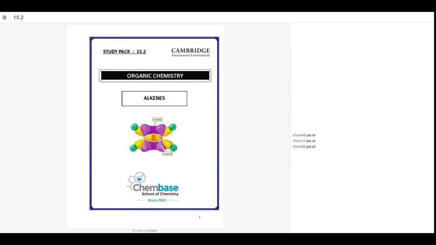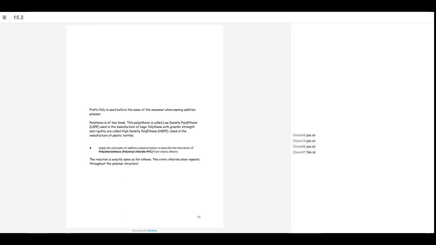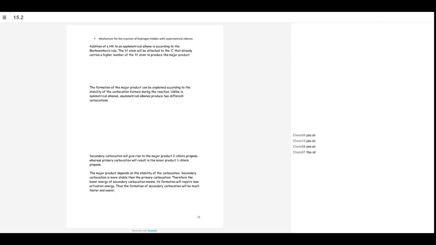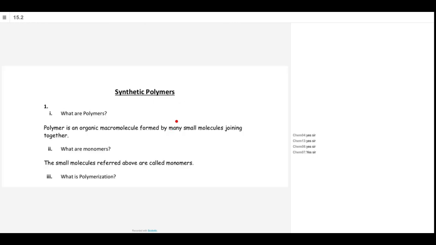Again, the discussion of the study pack 15.2 alkenes, last bit of it under polymerization. Let's complete this and start the next session, which is the haloalkanes. I think I completed up to the mechanism last week. Right, let's begin from the synthetic polymers.